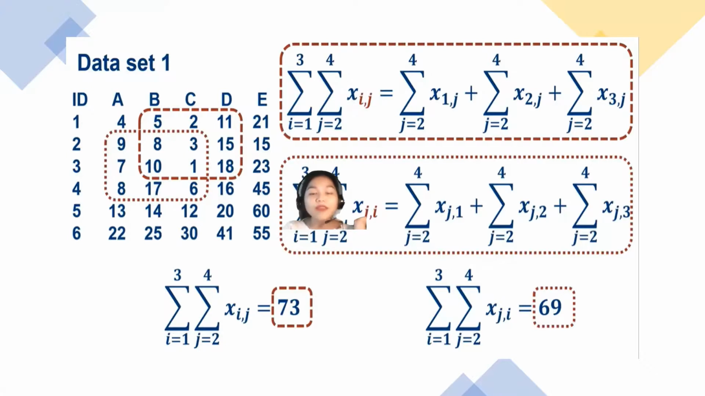While the summation of xji as i goes from 1 to 3 and j goes from 2 to 4, we just swapped our dummy variables, the answer is 69. For the values included in the dataset. So notice how different the answer is. So it really makes a difference to know the order of the summation index. It makes a difference to know the order of the variables in the formula of the term.